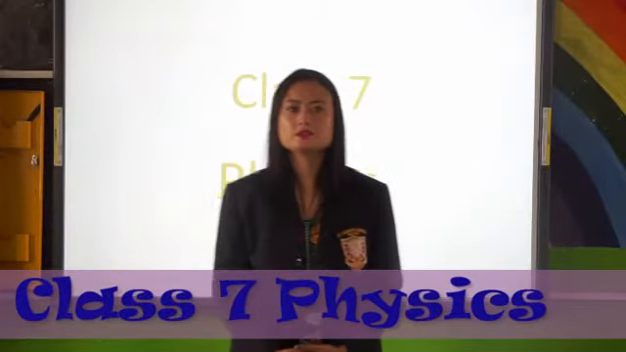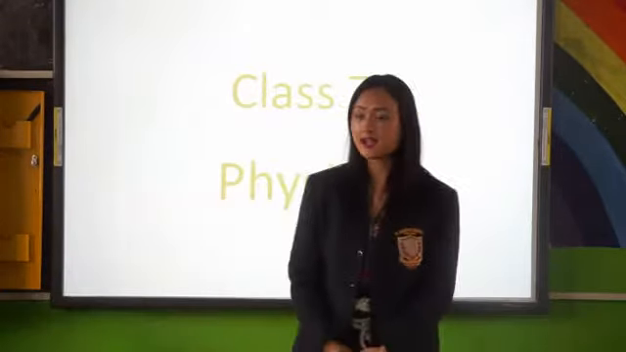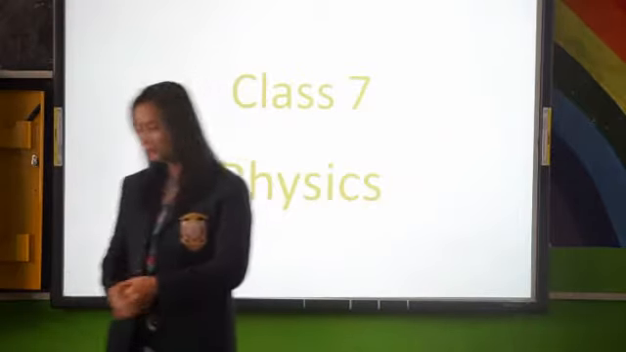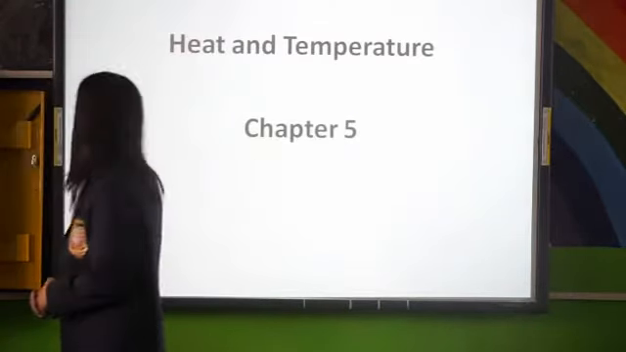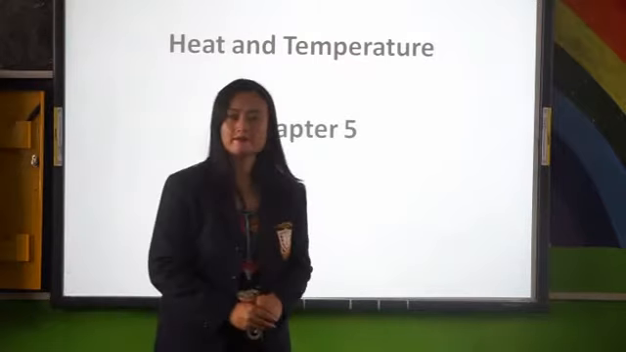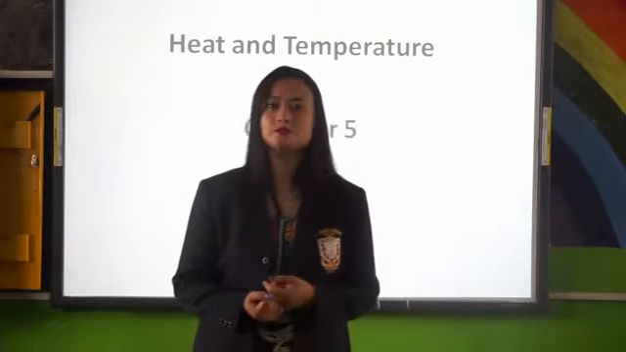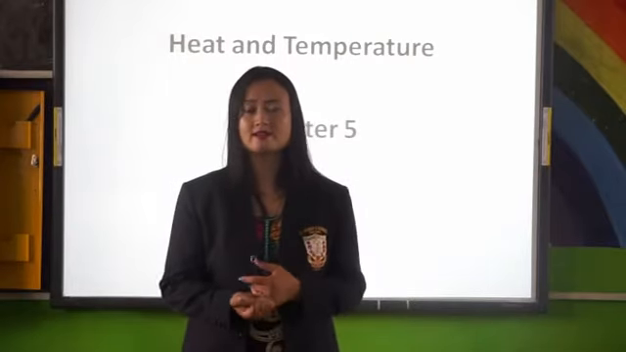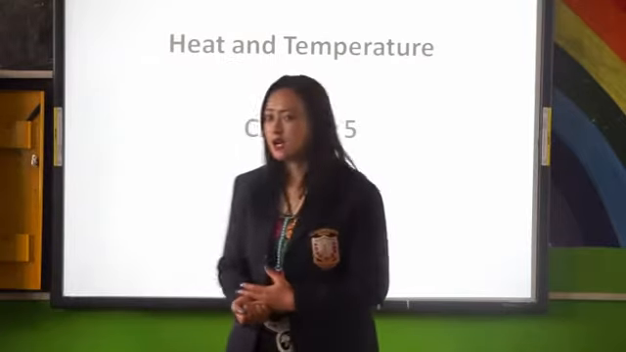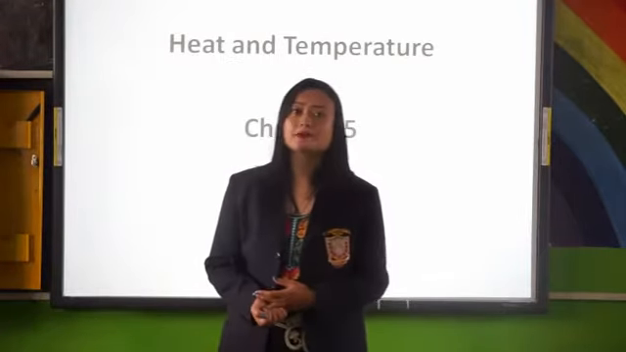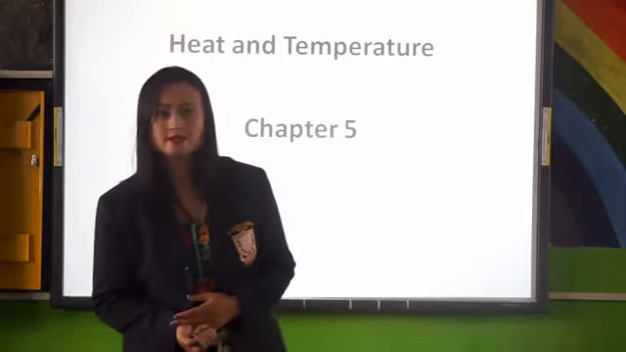So today we'll be doing class 7 physics, and the topic for today is heat and temperature, chapter 5. So we've completed the chapter on light also, and I told you to do the questions and answers from the text. I hope you've done it. And today we'll be starting a new chapter, that is heat and temperature, that is your chapter 5.